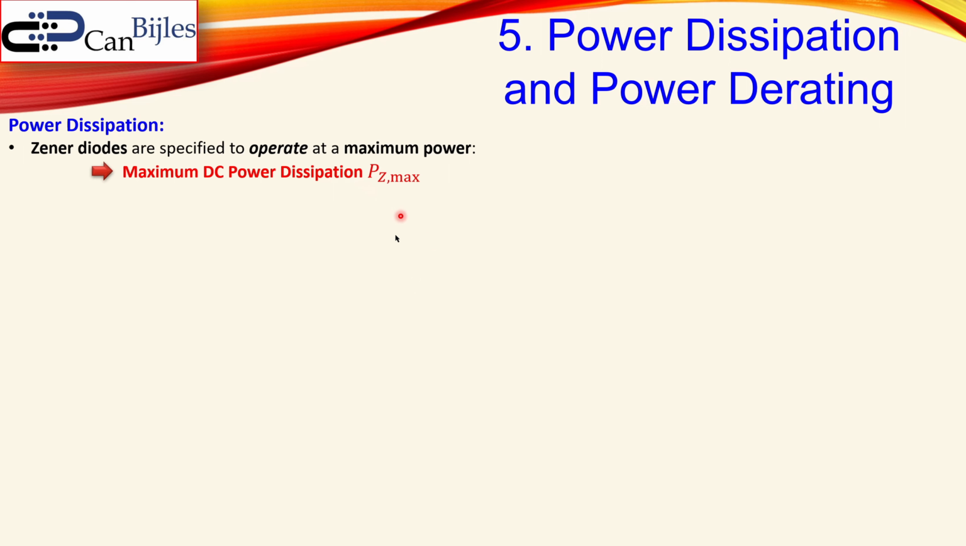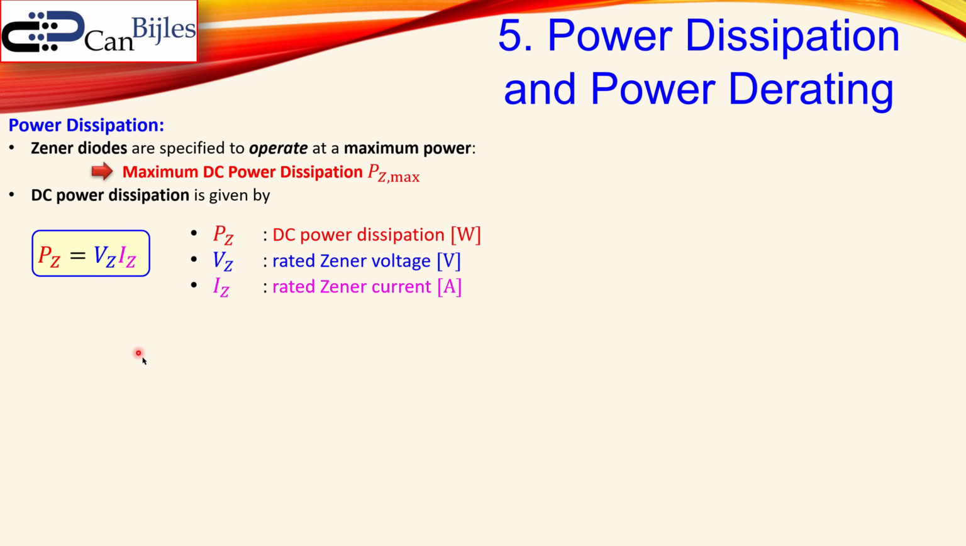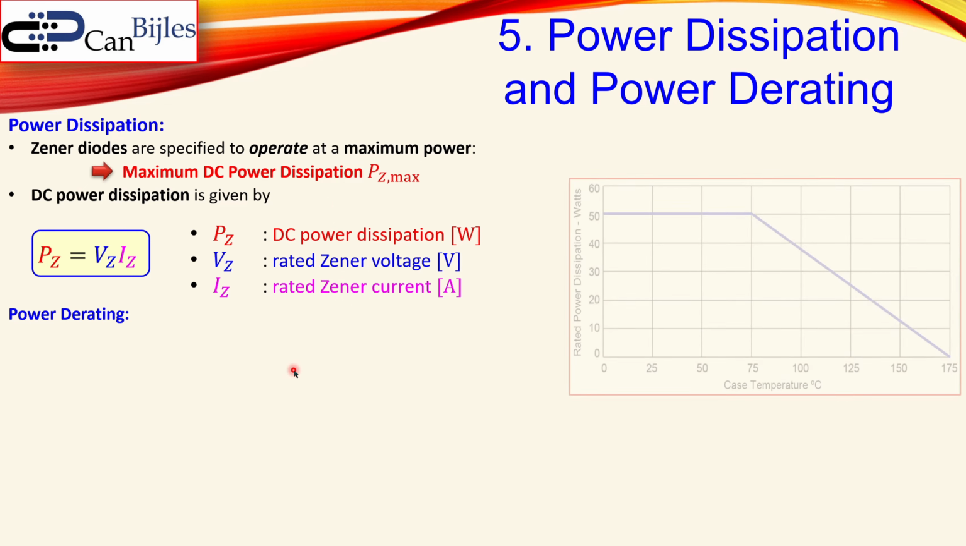This is also found in the datasheet. DC power dissipation is given by this formula: PZ is equal to volts times the current, so the Zener voltage times the Zener current. These are the rated Zener voltage and the rated Zener current from the datasheet. If I want to look at the power derating, I would like to know how much power I can dissipate when the situation changes.